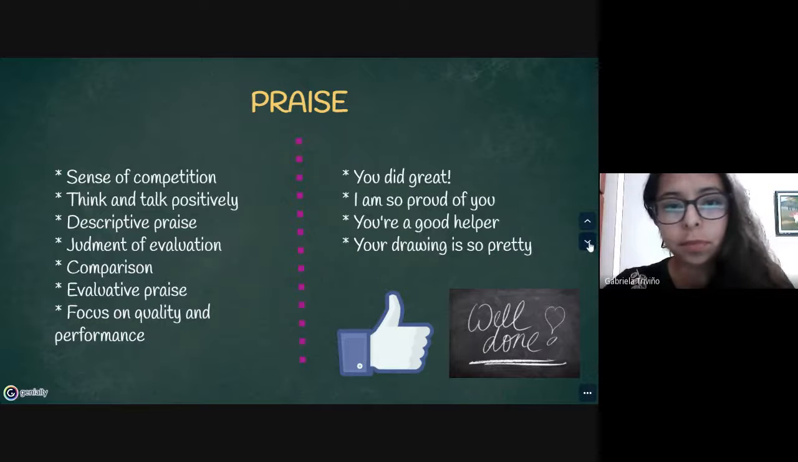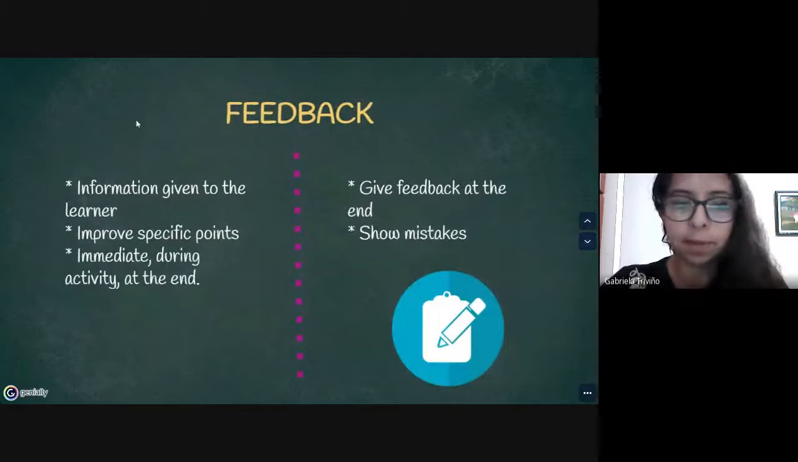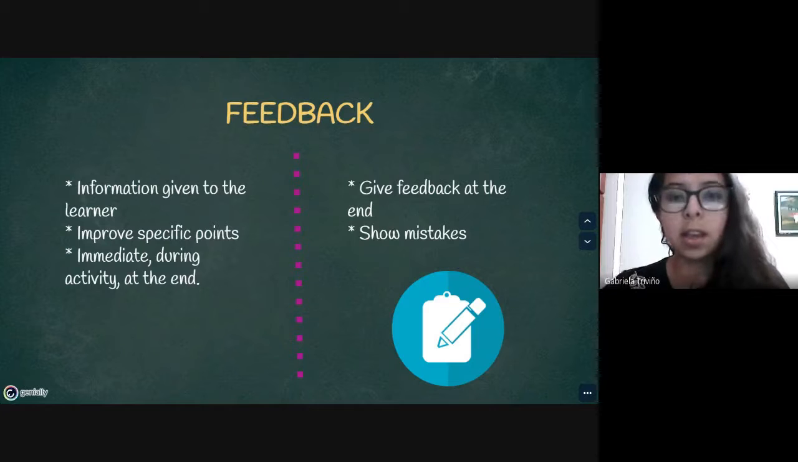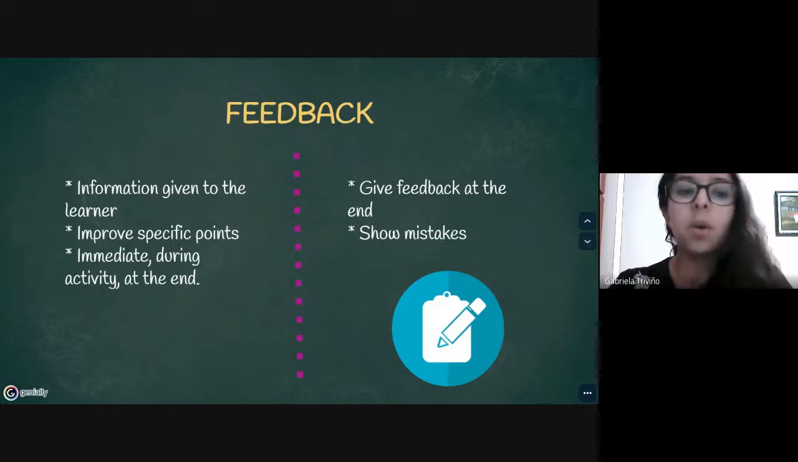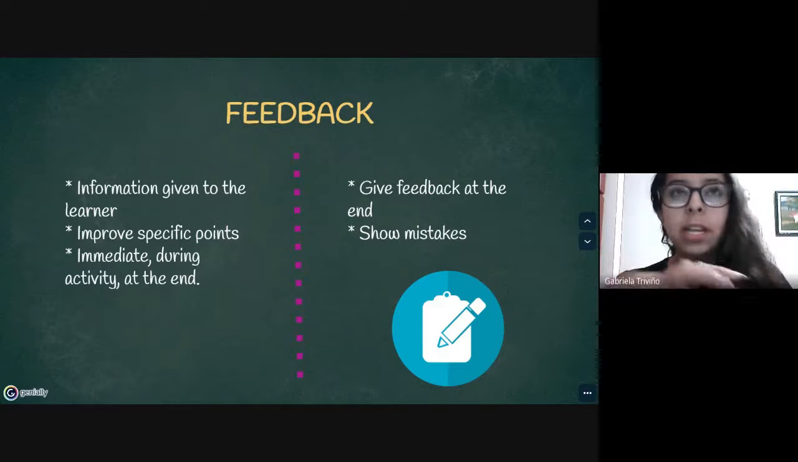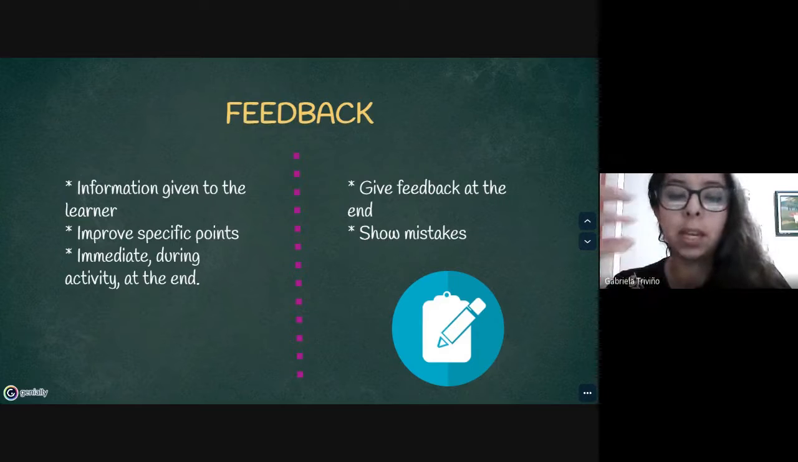And okay, the last one is feedback. For me, this is the best one, because why? Because here you are giving information to your students about how they performed something. And with this information, you are allowing the students to improve specific points of their performance. And this can also be given during the activity, or at the end, or in the immediate moment when the student made that mistake.